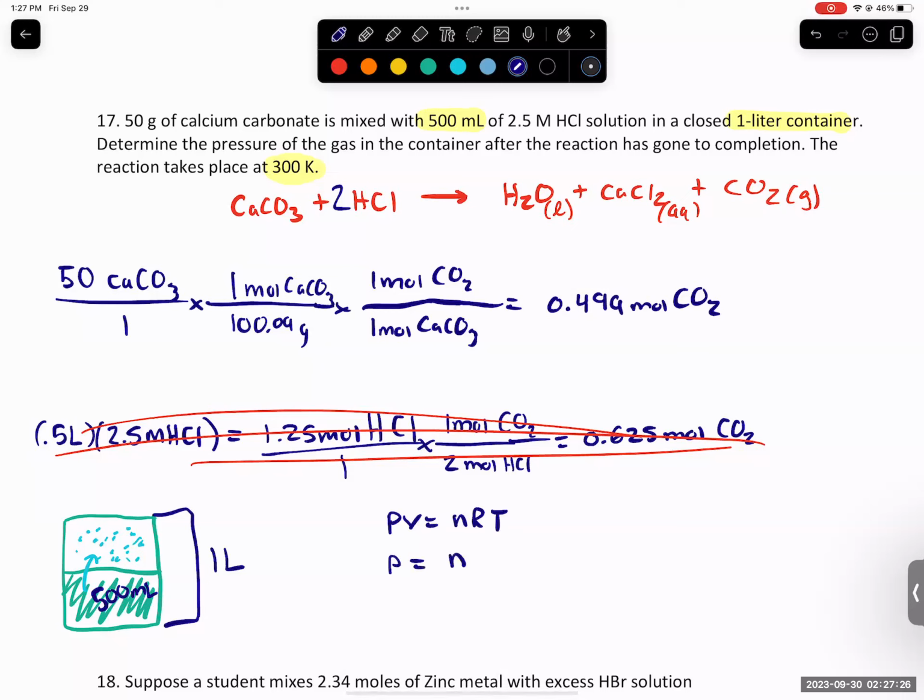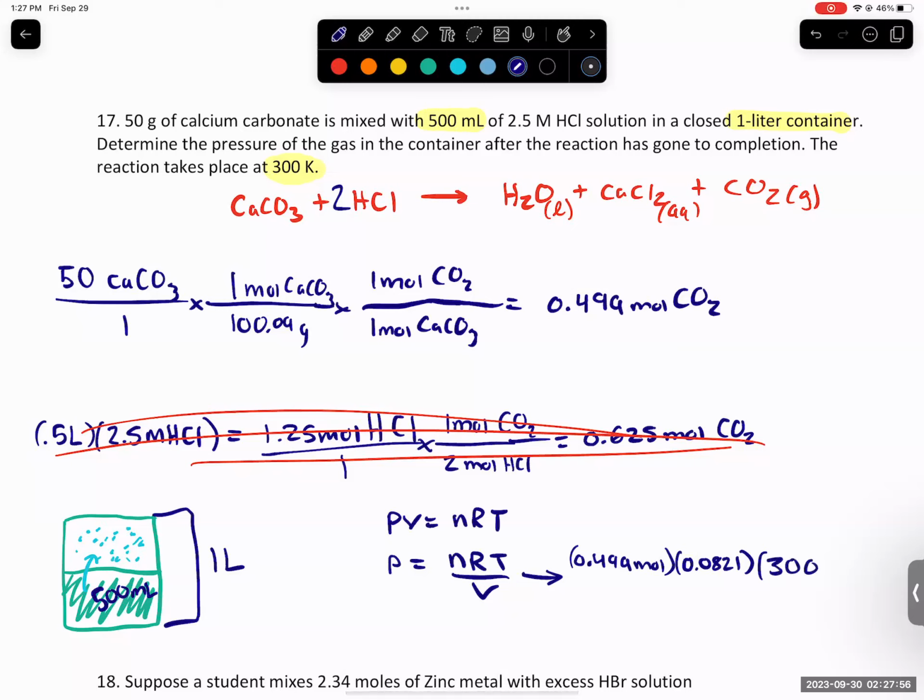So when we use our PV equals nRT equation, we're looking for pressure. P equals nRT over V. You know the moles is 0.499 moles. R is a constant. What is R? It's 0.0821. David beat you to it, Nick, sorry. And then temperature is in Kelvin, which is 300 Kelvin, right?